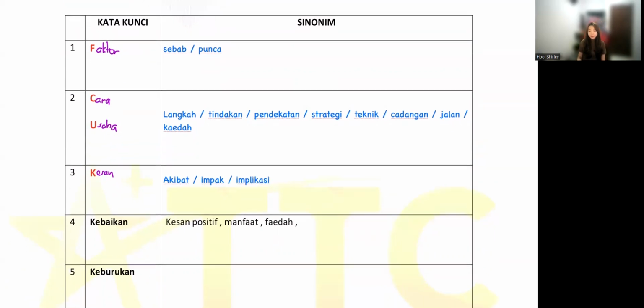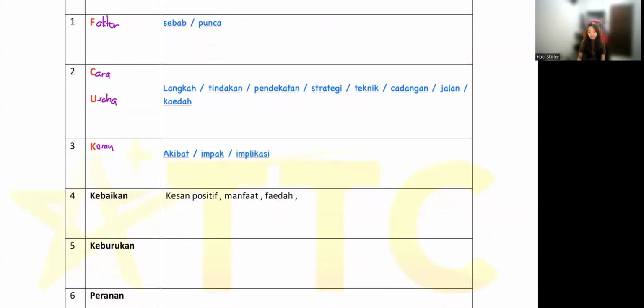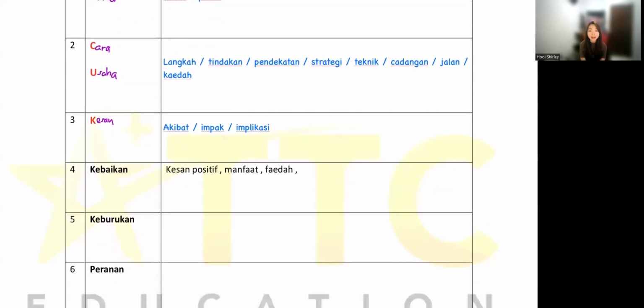For the kebaikan, actually, we shall not give you those three, but we accidentally included them. So yes: kesan positif, manfaat, faedah, which means benefits. All of it is kebaikan. And then what else we have is kelebihan, kemaslahatan. Kemaslahatan is also one of them. And maybe you will have one more, kepentingan. Yes, initiative, it can be.